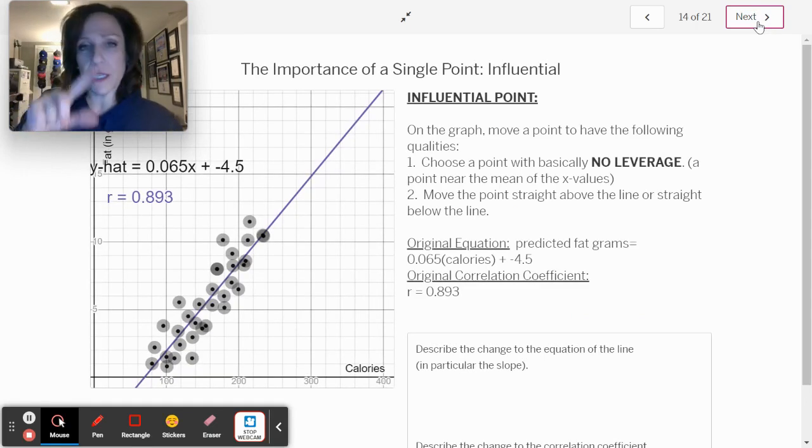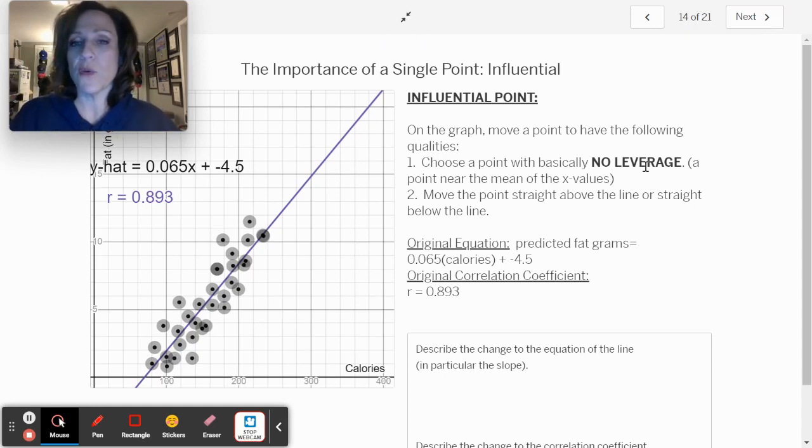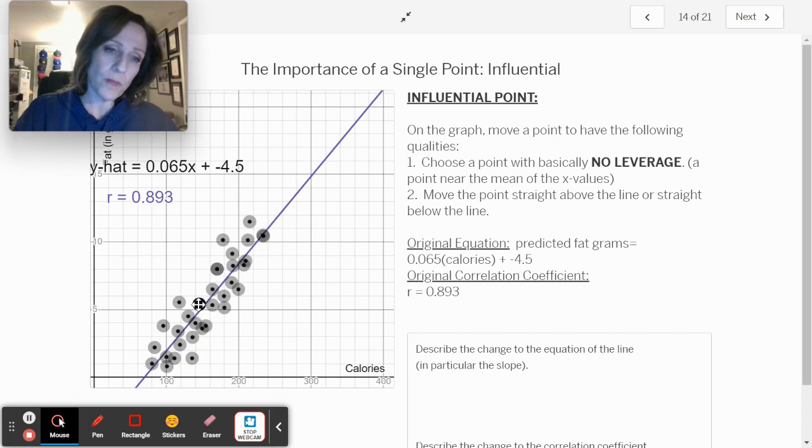Interesting. Okay, so now here's another vocabulary one. On this graph, move a point to have the following qualities. Choose a point with basically no leverage. What would that be? Where is that going to be? A point with basically no leverage, and move that point straight above and straight below. So thinking of that point with low leverage, remember, it has to be somewhere near the mean of x and y, little to no leverage, somewhere in here.